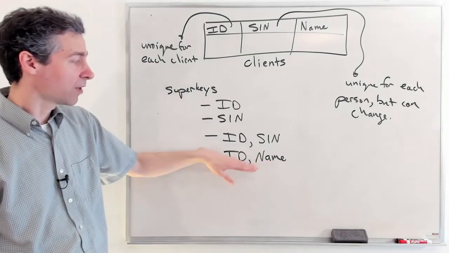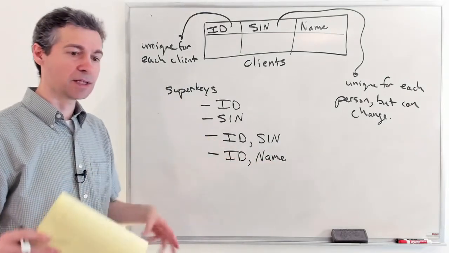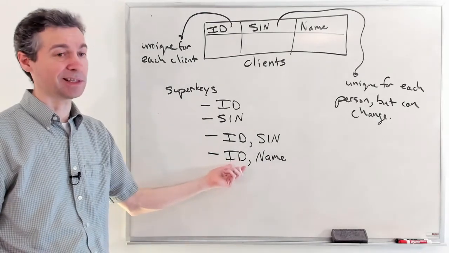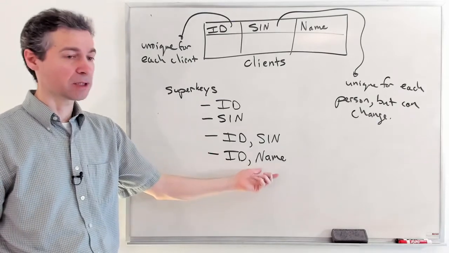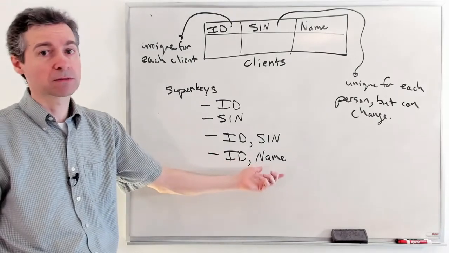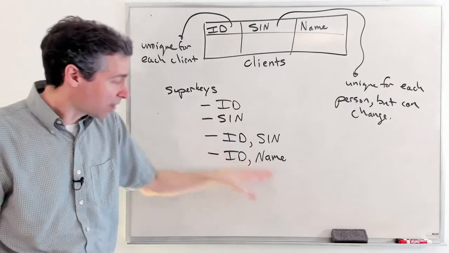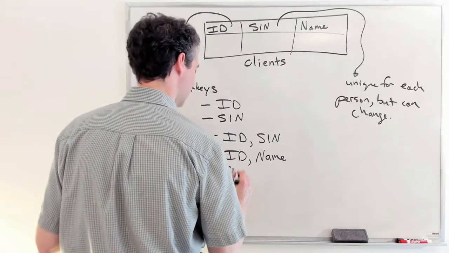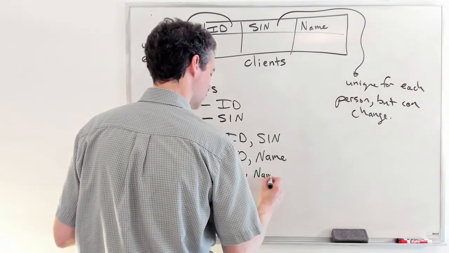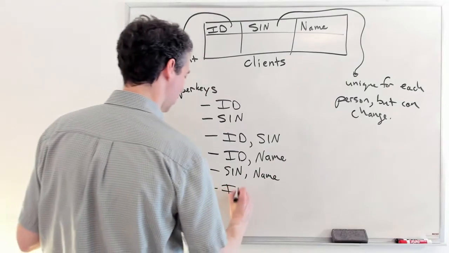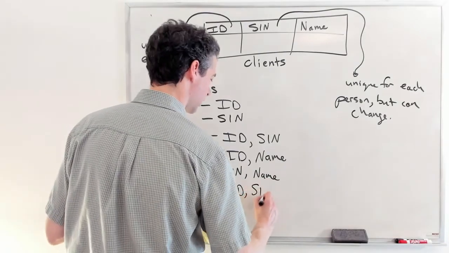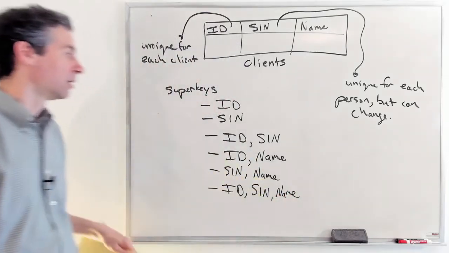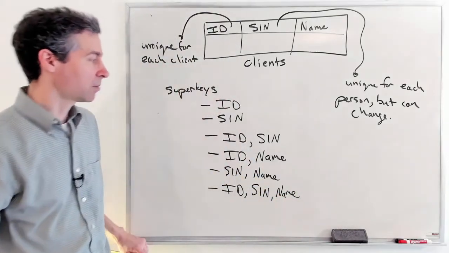No row will have both an ID and a name that is duplicate with another row. Again, because we know that ID is unique for every row. Name might not be, because we could have two Fred Smiths. But together, they will form a super key. And likewise, we can take our SIN and a name, and it's a super key. And as I said, we could take all of the columns, all of the attributes, to form a super key. All right, so those are the super keys that we have in the table.